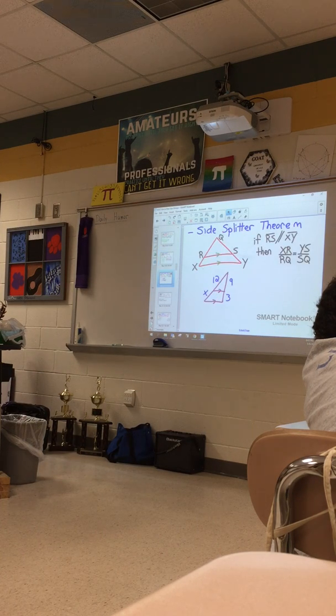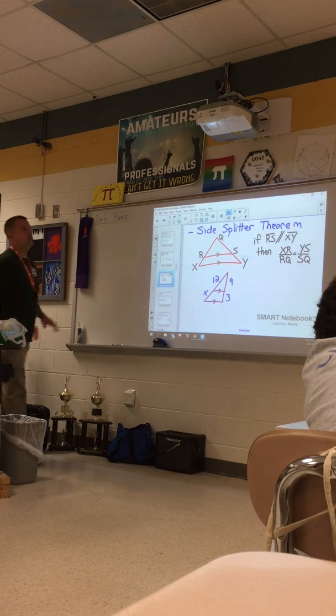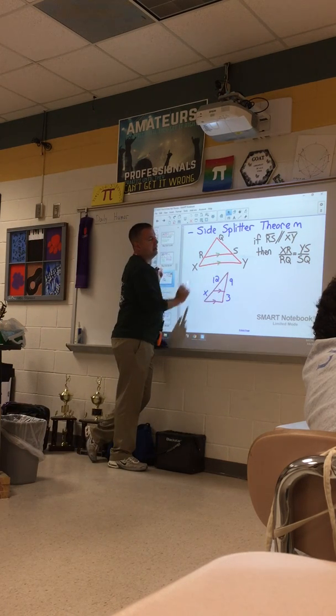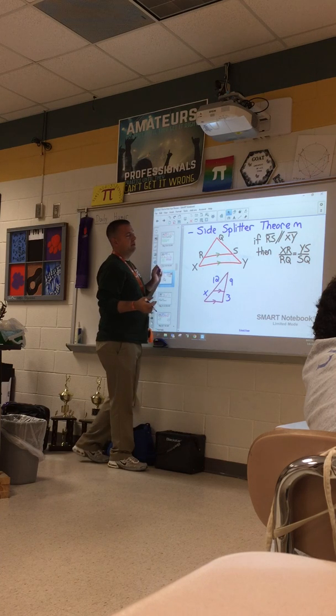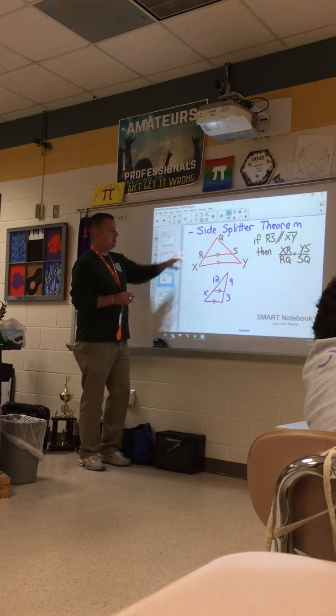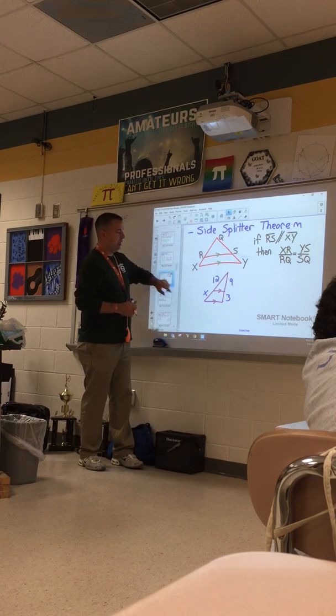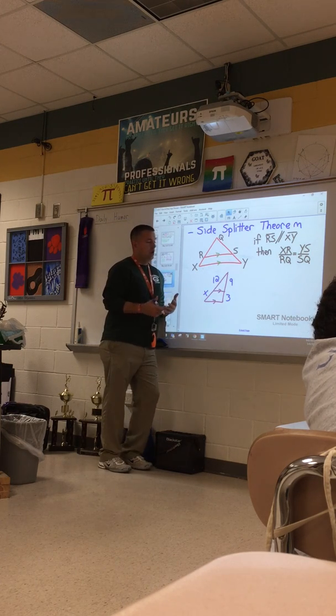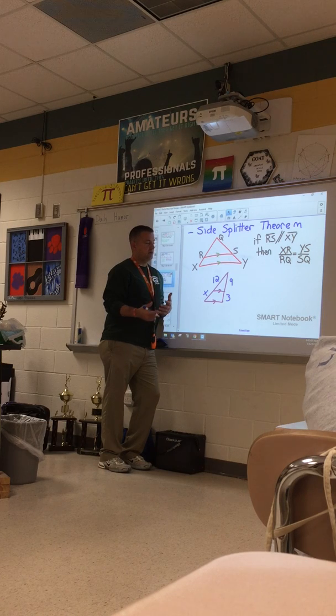Okay, side splitter theorem says if I have a line drawn in a triangle, this is not the mid-segment, okay? If I have a line drawn in a triangle that's parallel to the base, then the side splitter theorem says it splits up these 2 sides such that they're proportional, okay? So in this example down here, here's the one where we said we're the boss. We can choose whatever proportion we want to set up. You just have to be consistent.